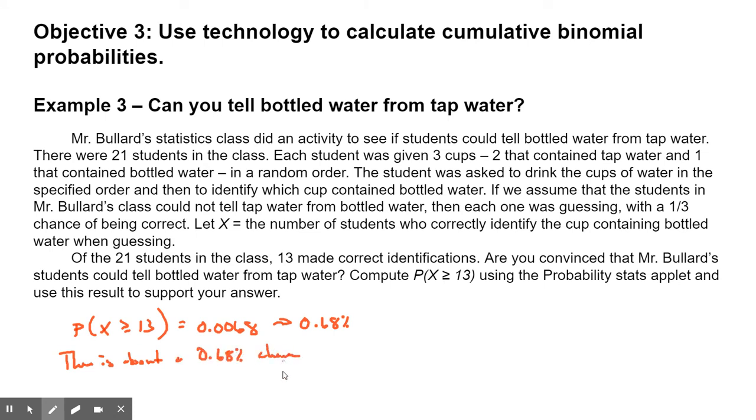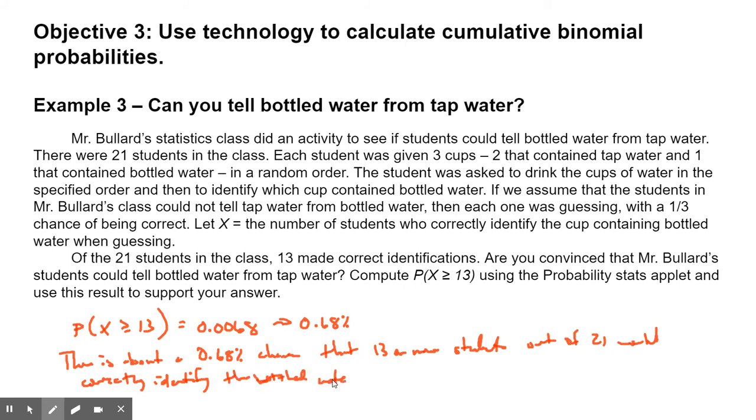0.68% chance that 13 or more students out of 21 would correctly identify the bottled water. So that's the percentage by chance, the simulated percentage. Now when you see convincing evidence, you should be thinking of 5%. If something happens very rarely by chance, then the fact that it actually happened has meaning. It gives us convincing evidence that they really do know the difference.